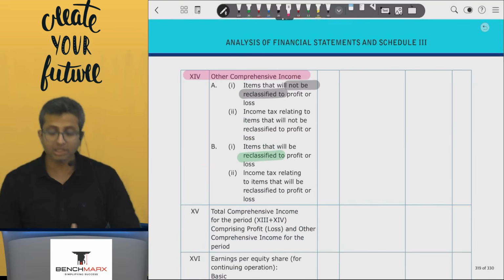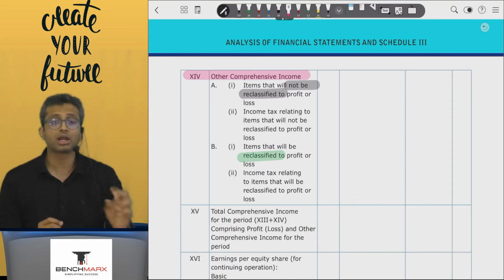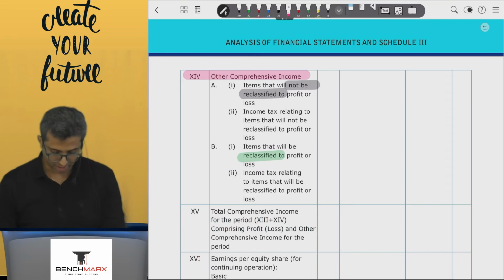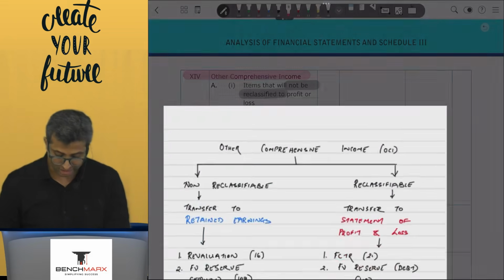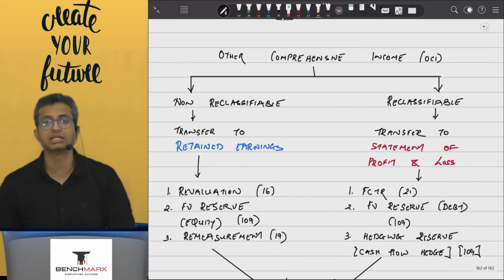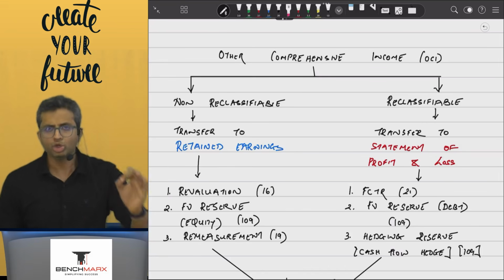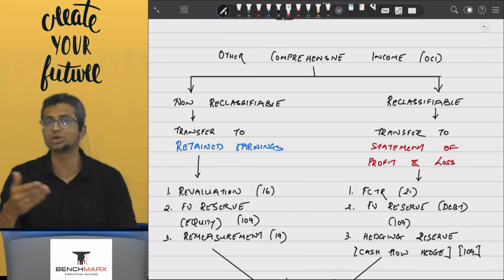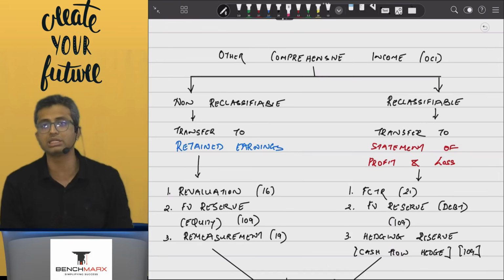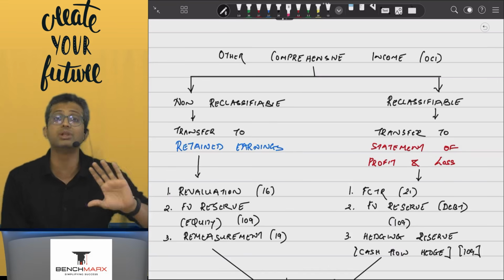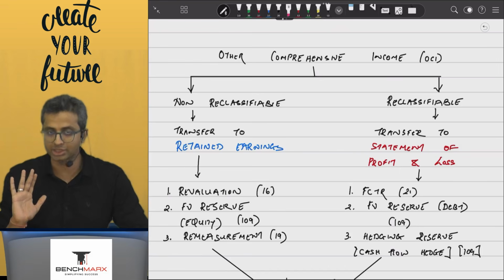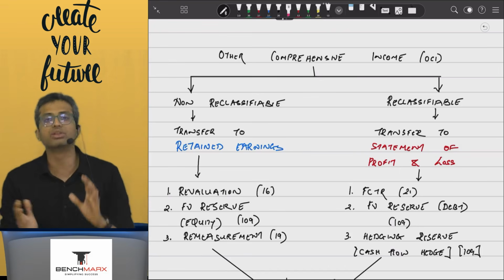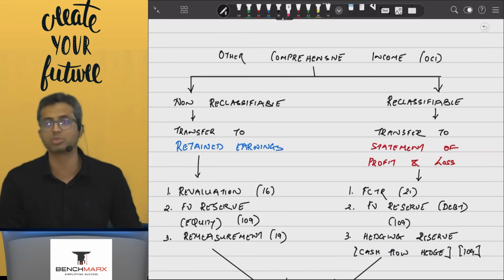Now within other comprehensive income, there are two subcategories. One is something called non-reclassifiable OCI. Second is something called reclassifiable. Non-reclassifiable means on happening of certain events, the balance in the OCI reserve will be transferred directly to retained earnings. So it is a reserve to reserve item and it will not impact your statement of profit and loss.